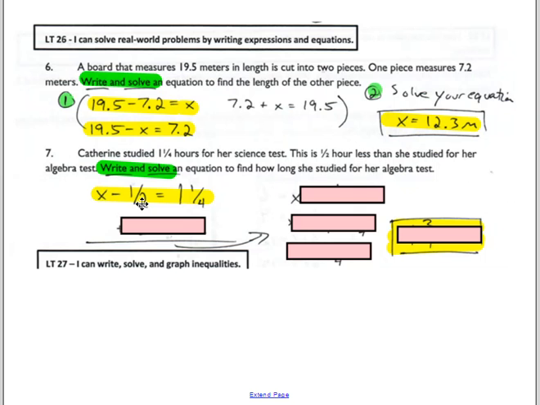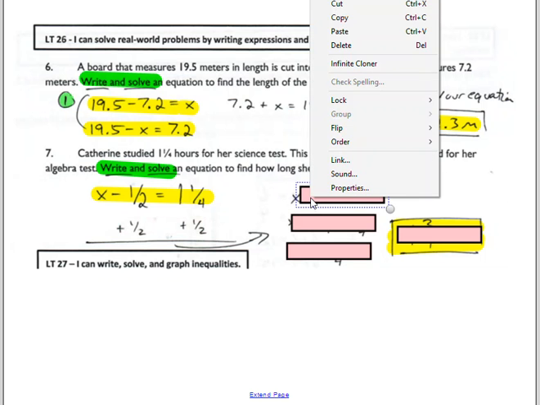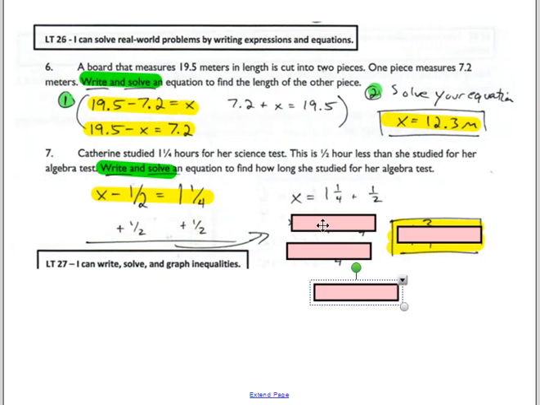Minus a half, because remember, she studied a half hour less for her science test than she did for her math one. So it'd be math minus a half hour equals 1 1/4. Okay, that would be hours. And if we solve this, we would really want to get the variable by itself. So we add a half hour to both sides. And that leaves us with this right here.